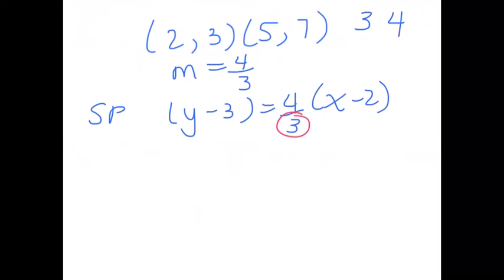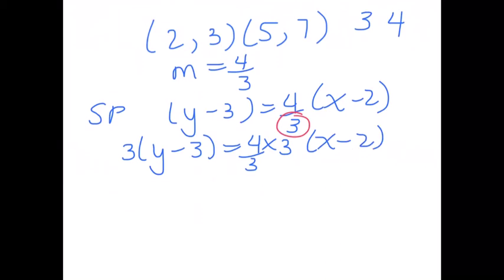So notice that we have a 3 down here. Well, there's a couple ways we could get rid of it. We could expand first and then multiply by 3. I prefer to multiply by 3 first. So let's multiply both sides by 3. 3 bracket y minus 3 equals 4 thirds times 3 bracket x minus 2. For those of you who were with me before, you know I love to cancel, so I'm going to cancel 3 divided by 3 as 1. Or you can do 4 times 3 is 12 divided by 3, still gets you 4. So now we're going to expand both sides. 3y minus 9 equals 4x minus 8.